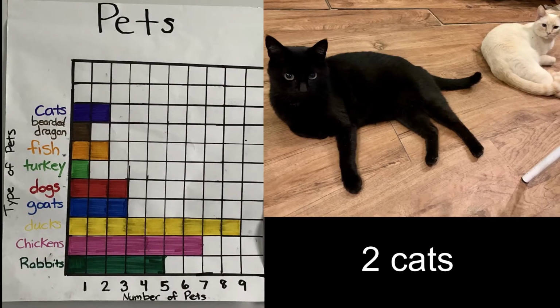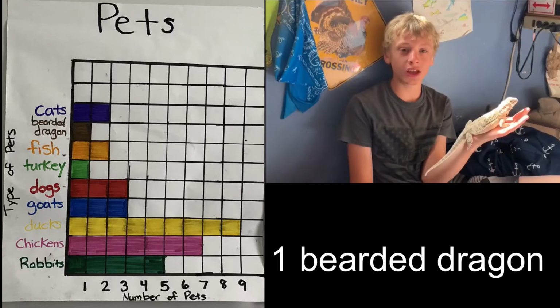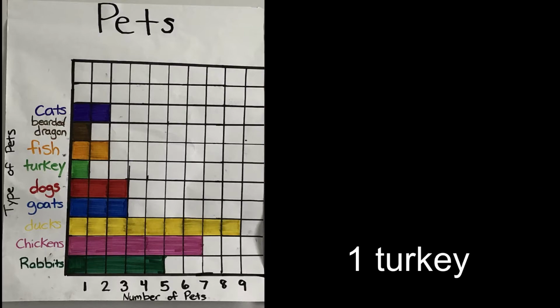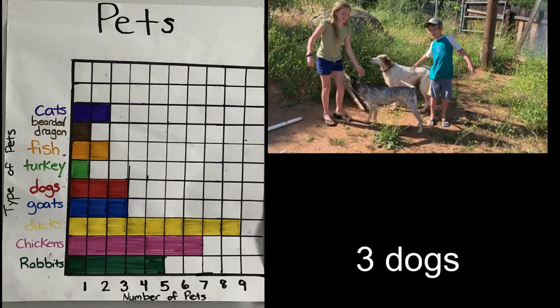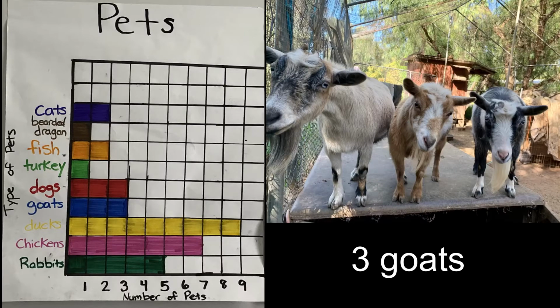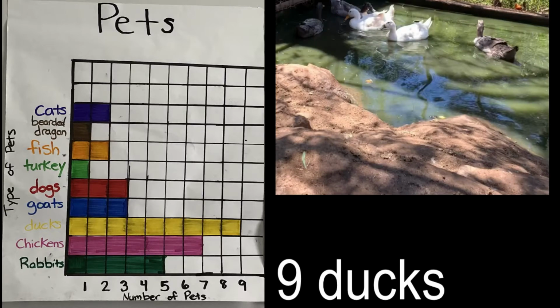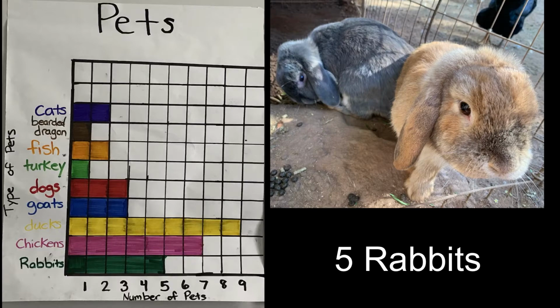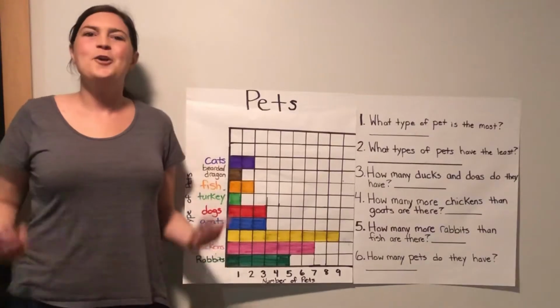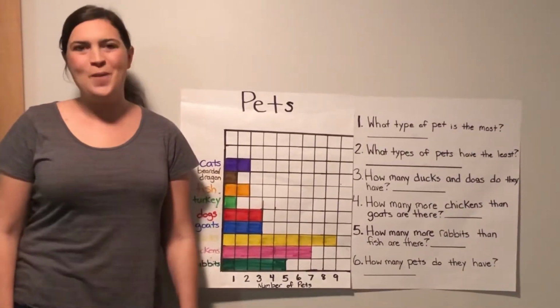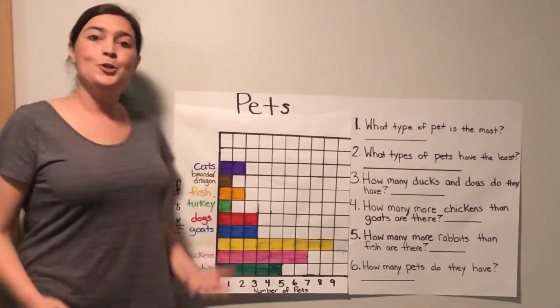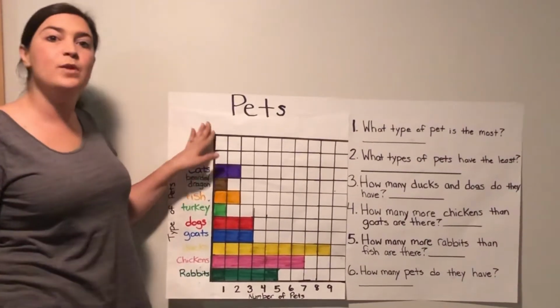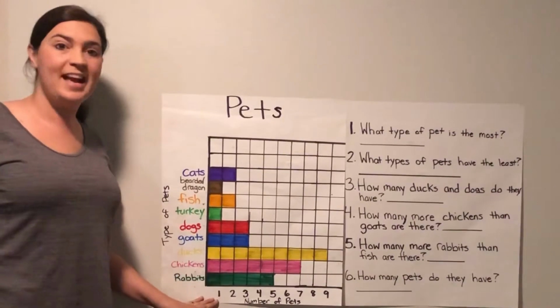They have 2 cats, 1 bearded dragon, 2 fish, 1 turkey, 3 dogs, 3 goats, 9 ducks, 7 chickens, and 5 rabbits. Great! Thank you so much for that information. So now you can see that I created a bar graph using that data.